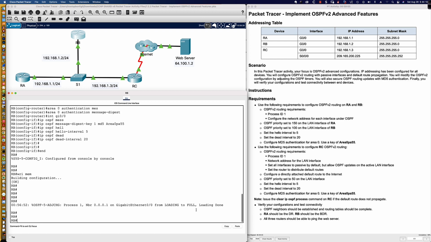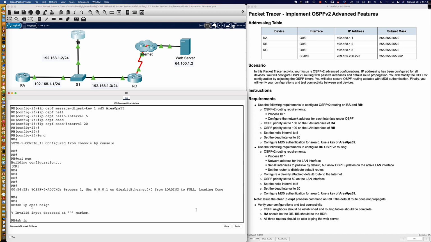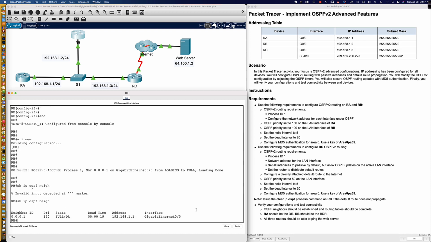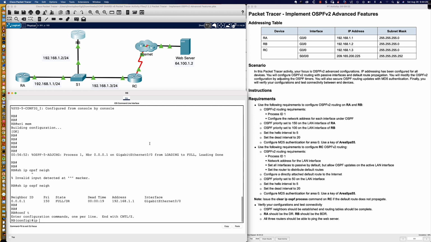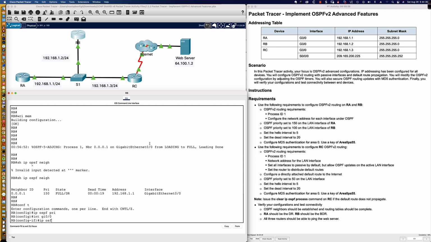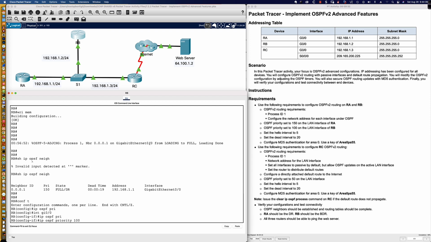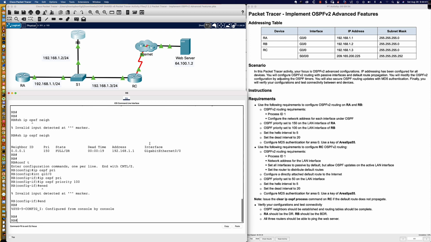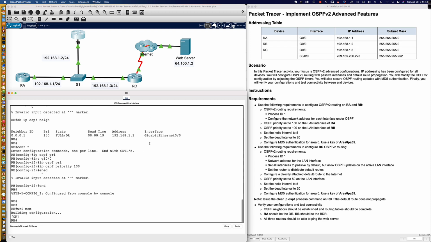So now when I say show IP OSPF neighbor, we can see that we have a neighbor. And router B sees router 1. It sees its interface priority. And actually, I forgot to set that as well. Let's get back into global config. I've got to get into gig 0/0. IP OSPF priority value of 100. And that gave us a few points. And let me save the config just to make sure.